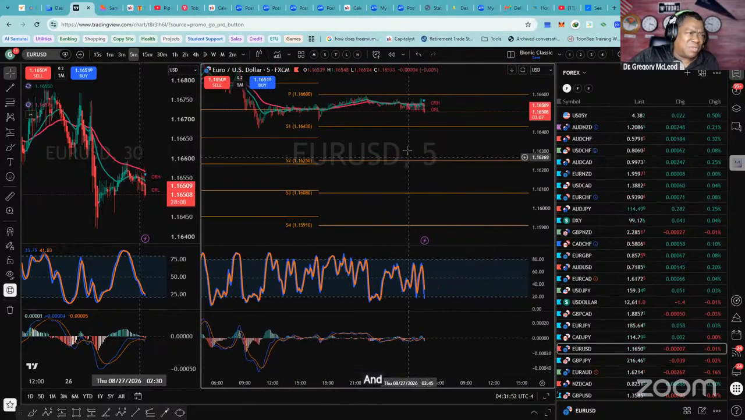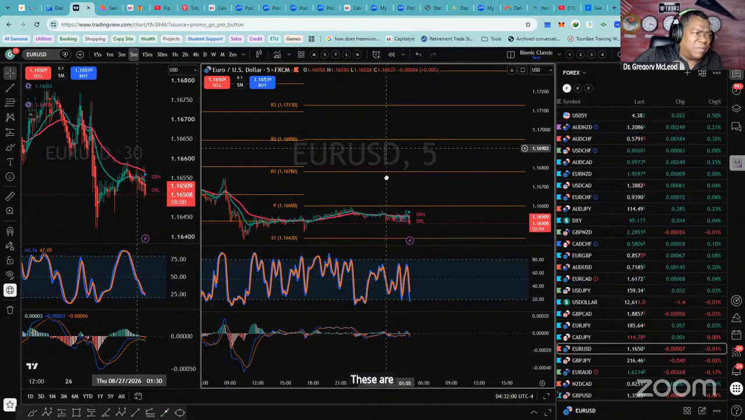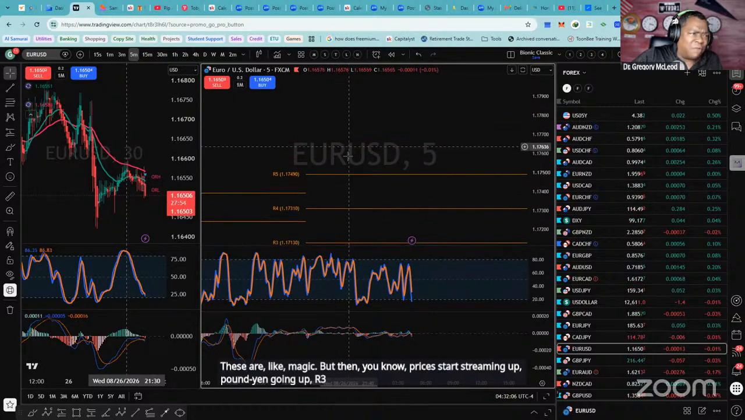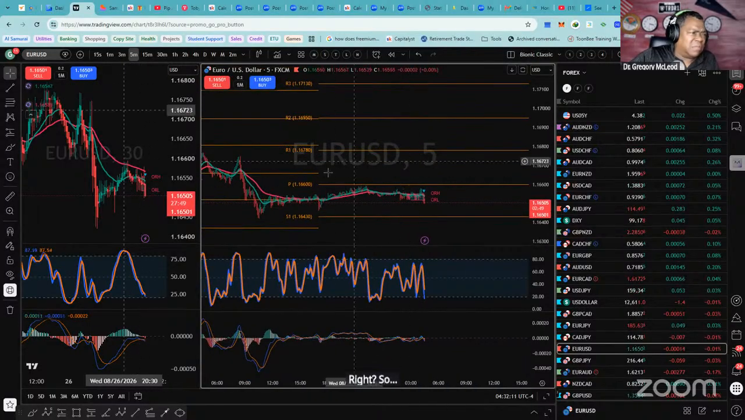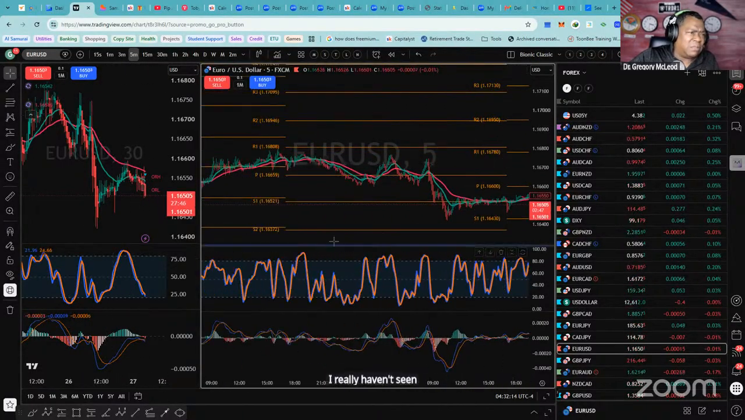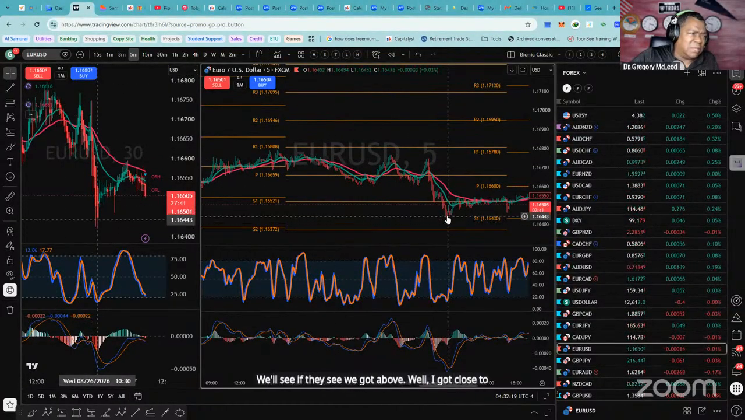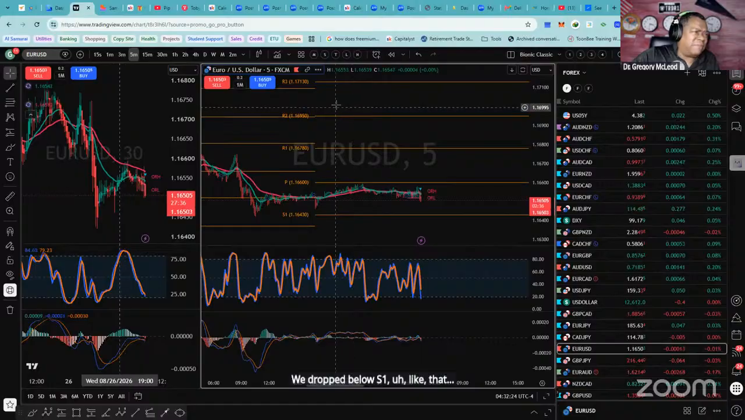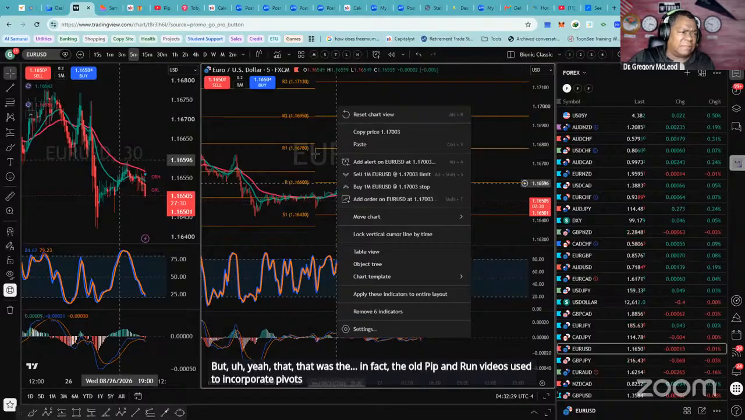And so you don't see people talking about pivots anymore. But unless when the volatility drops and everything becomes rangy, these are like magic. But then, prices start streaming up, pound yen going up, R3, R4, R5, R19, right? So, really haven't seen historically. Let's see, I got close to R1. We dropped below S1, like that. But yeah, that was in fact, the old Pip and Run videos used to incorporate pivots back in the day.